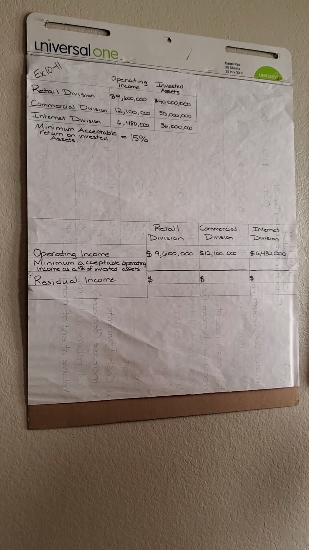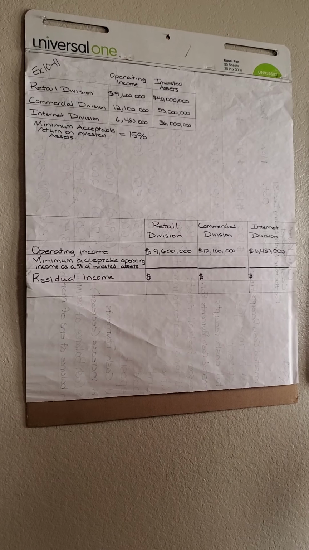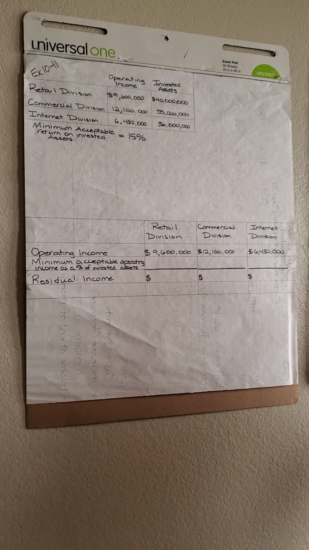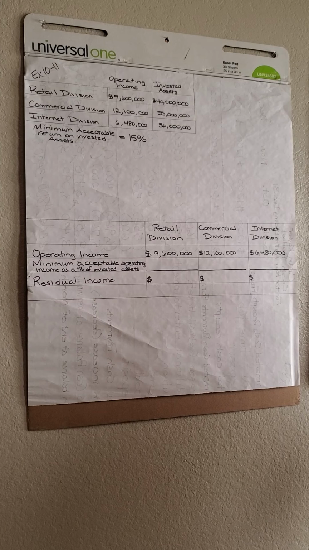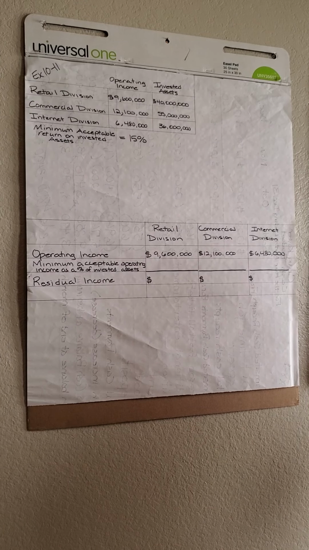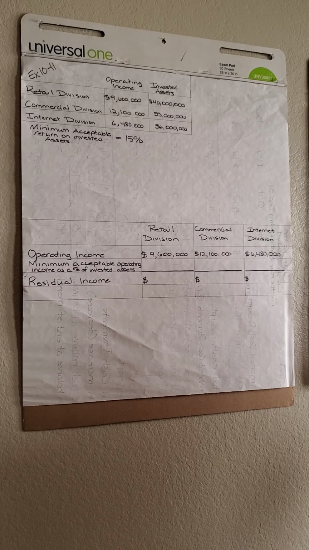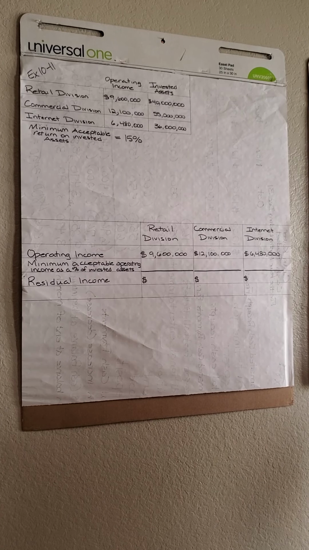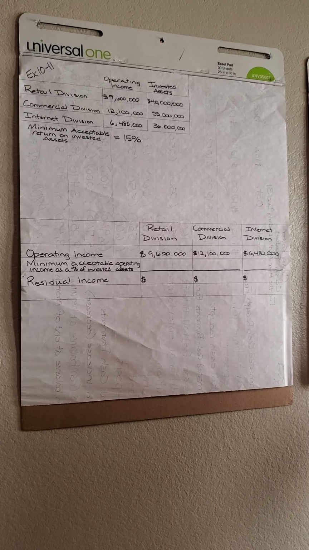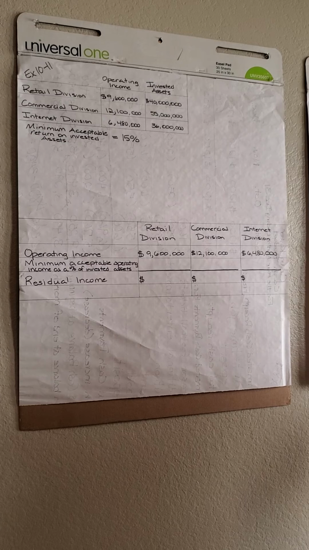All right, everybody. The next exercise is exercise 10-11, and it deals with something called residual income. Residual income is the amount that's left over from sales, subtracting that minimum acceptable return on invested assets. So for the company, we've been given the operating income and the amount of invested assets in each division of Conley Industries as follows.